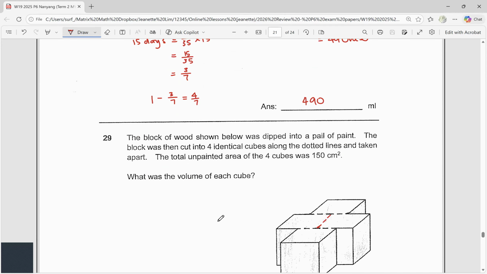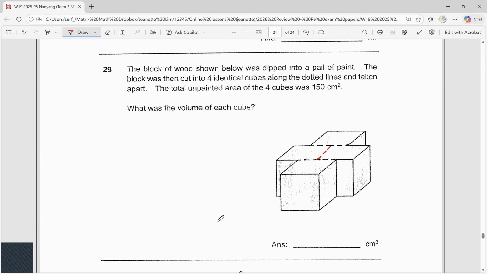Next question, 29. In the copy printed, there might be a missing line. It's supposed to include this line over here. The block of wood shown below was dipped into a pail of paint. The block was then cut into 4 identical cubes along the dotted lines. So for them to have 4 cubes, this will be the dotted line. Then it's taken apart. The total unpainted area of the 4 cubes is 150 square cm. What was the volume of each cube?